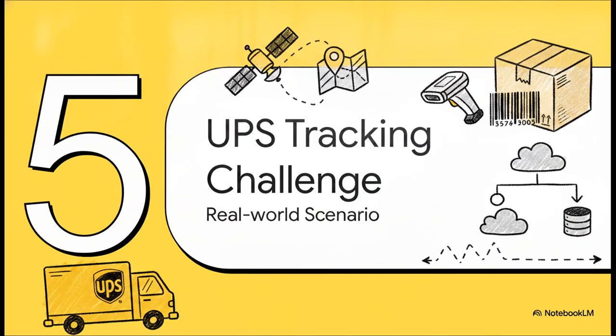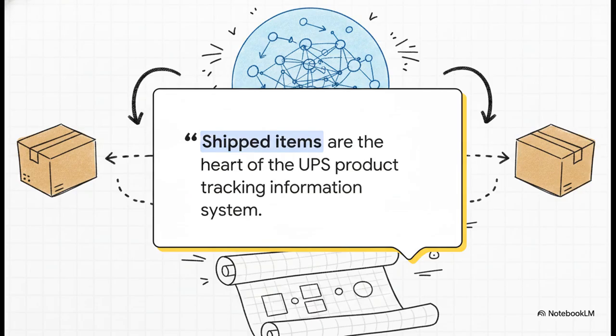And finally, step 5, the UPS tracking challenge. Let's see this in action. Okay, here is the core business scenario. UPS prides itself on having totally up-to-date information on the processing and current location of every single shipped item. I mean, to pull this off, they rely on a massive company-wide information system. As our source material highlights, shipped items are the heart of the UPS product tracking information system.